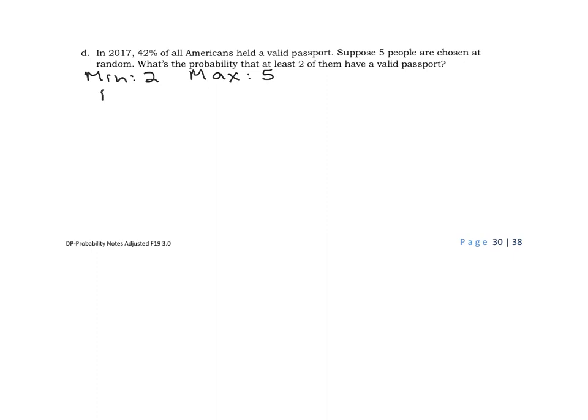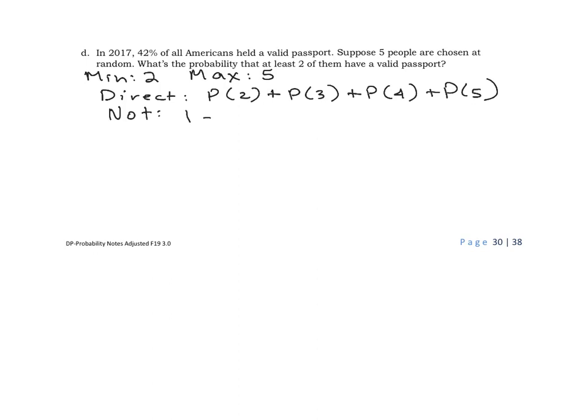So if I looked at the direct method, I'm looking at the probability of 2 or 3 or 4 or 5. Okay, let's check out the not method and see if it's any better. So 1 minus, what's missing? Probability of 0, probability of 1. Well, the not method looks a little bit better, so let's go ahead and use that.